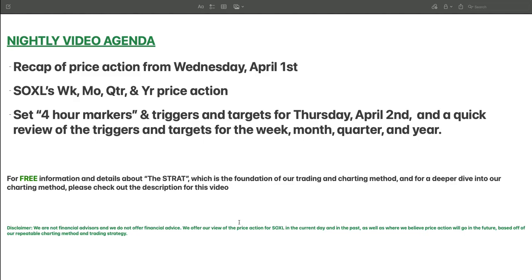First, we'll recap the price action from today, Wednesday, April 1st, before we zoom out like we always do and take a look at the week, month, quarter, and year. Then we'll zoom back in, take a look at what we call the 4-hour markers, and then we'll set our triggers and targets for Thursday, April 2nd, and we'll do a quick review of the triggers and targets for the week, month, quarter, and year as well.